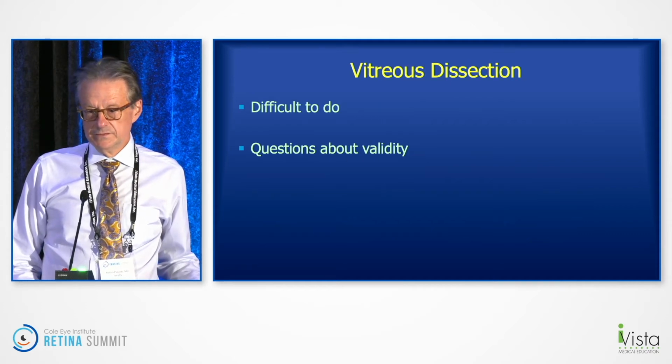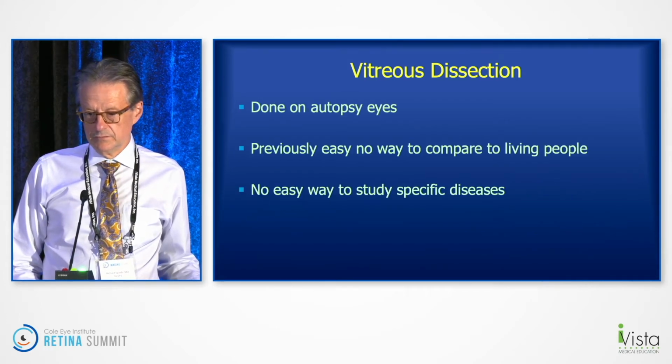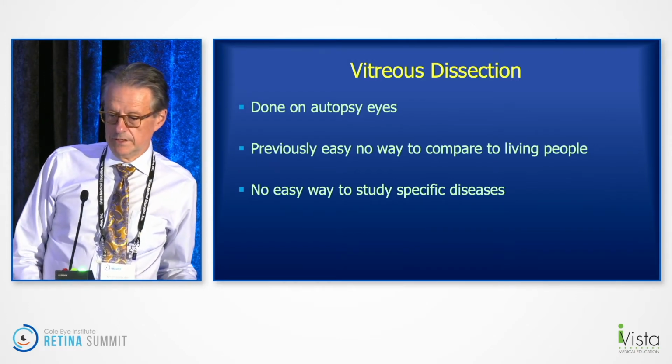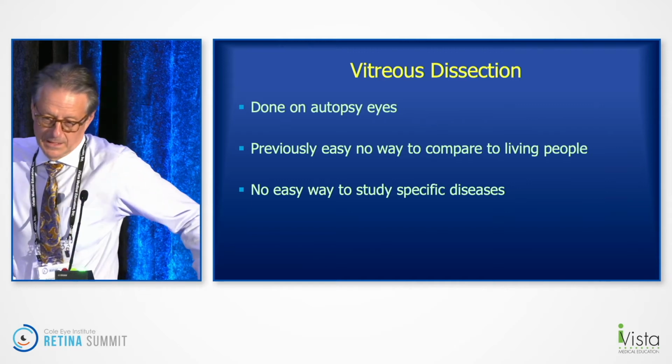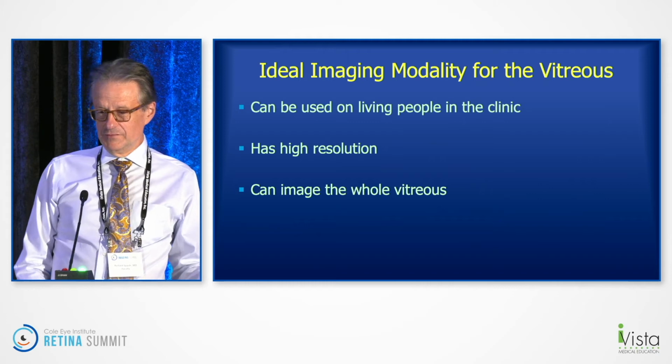So vitreous dissection is hard to do, and there are a lot of questions about the validity. And I told you about the putrid and the electric toothbrush ideas. They're done on autopsy eyes, and it's hard to figure out what a patient's vitreous really looks like in clinic when you think about autopsy eyes. Except here in New York, we have ways. So there's no easy way to study specific diseases.